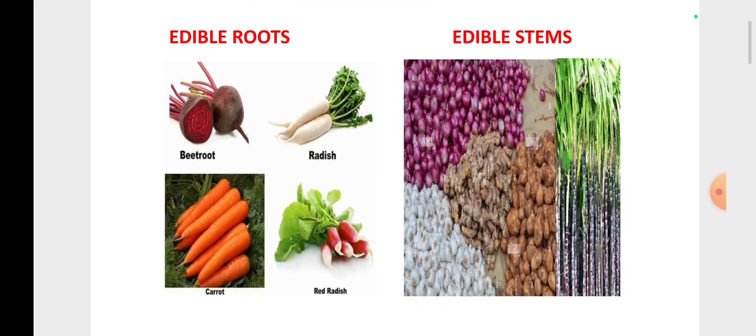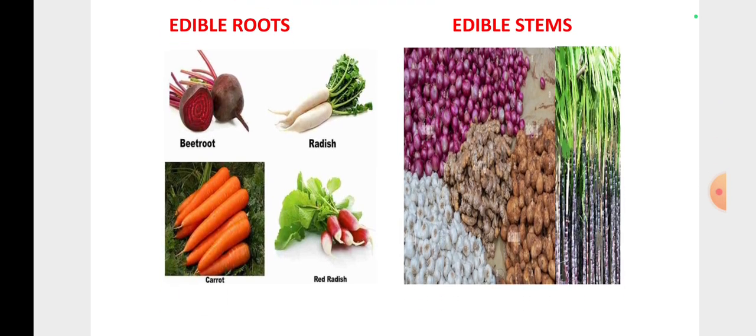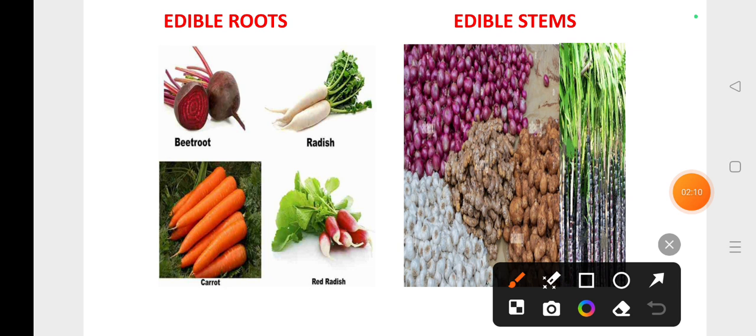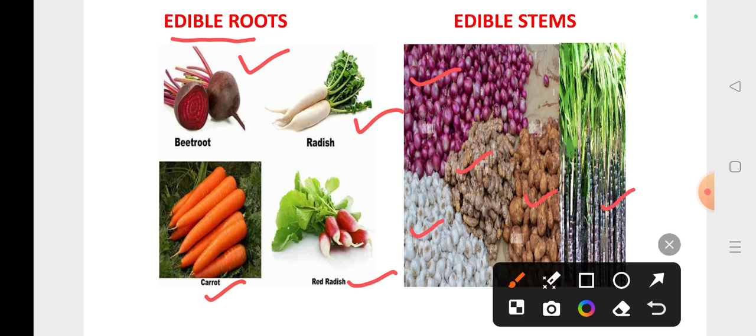Now let us take some examples of edible roots and edible stems. Children, stems and roots are modified to store food in them. Let's see some examples. This is the beetroot, then radish, red radish, carrot. These are examples of edible roots. We have onion, then garlic, ginger, potato, sugarcane. These are examples of edible stems.